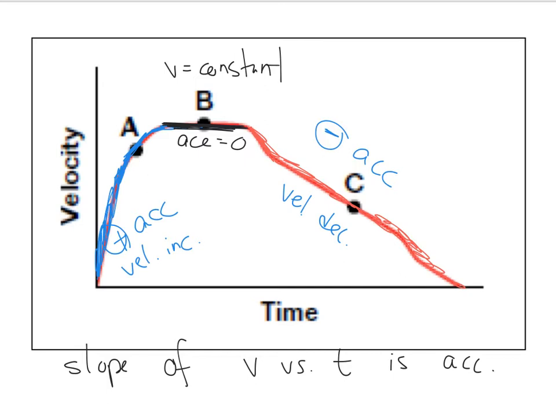Okay, that's for velocity versus time graphs. Don't confuse this with position versus time graphs. Position versus time graphs, the slopes of those are velocity. Well, the slopes of velocity versus time is acceleration. Okay, if you go on to take calculus, you'll learn in calculus specifically how these things are all related.